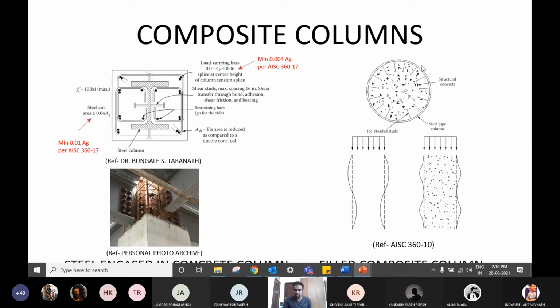These lines are indicating steel headed studs. And when you have the concrete portion inside, it cannot buckle inward, right? So it has to buckle in this way. Now this is one of the design aspects that one has to consider. When your load goes very high, there is this susceptibility of the outside steel portion buckling.